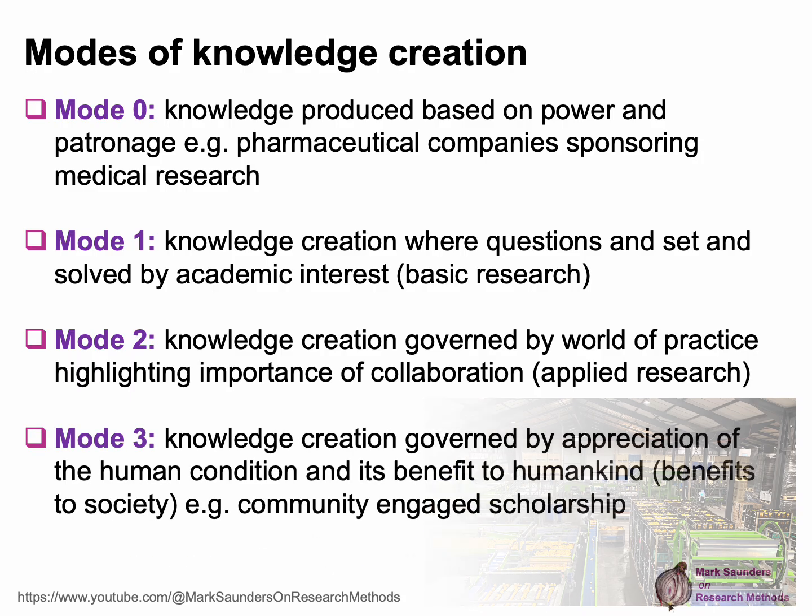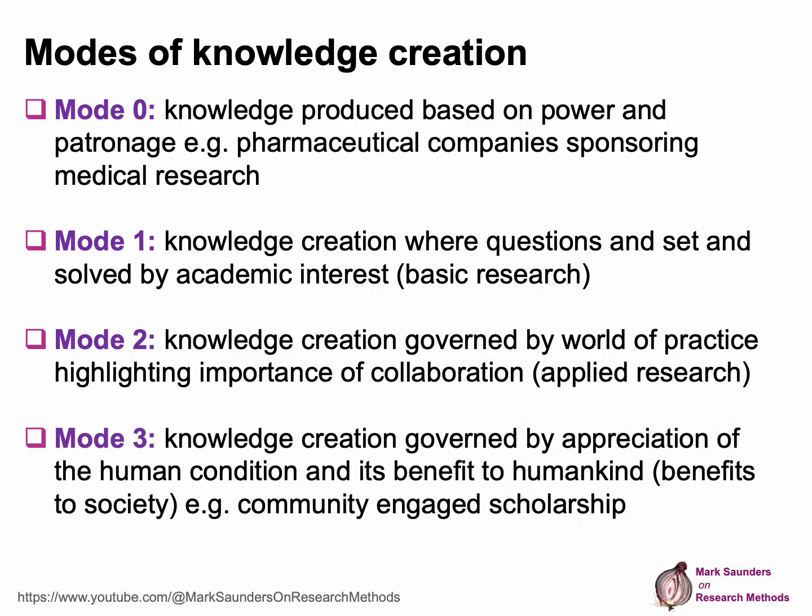Next, we're going to look at mode 3 research. Now mode 3 research is where knowledge creation is governed by what is useful and appropriate for humankind, the human condition and its benefits. So it's about benefits to society. So here we might be looking at community scholarship, or in particular community engaged scholarship, working with advocacy groups to improve, say for example, housing or social care. So it's very much the appreciation of the human condition.